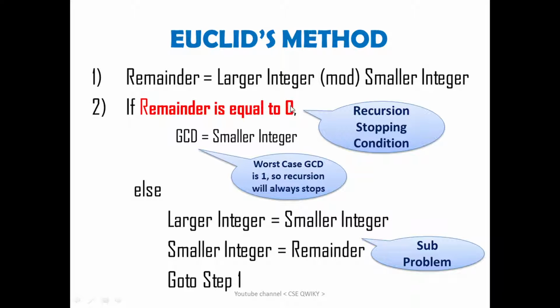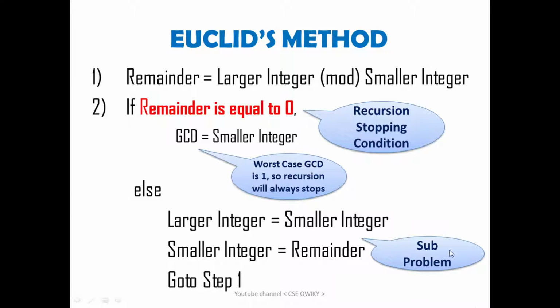So there is a recursive logic, obviously. But the recursive logic needs a stopping condition. What is the worst case? The worst case is if the number reaches 1, the remainder will be 0, because 1 divides any integer with a 0 remainder. So at that time we will stop. This is the stopping condition for this recursion.